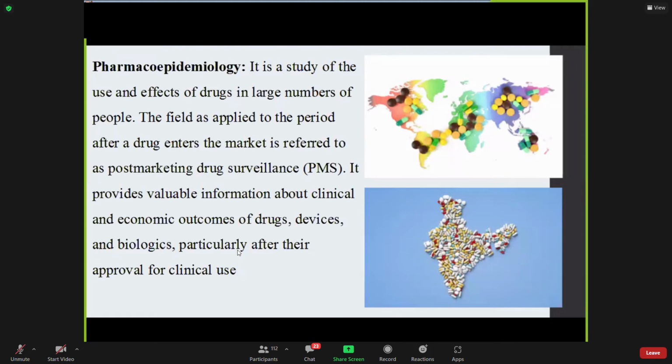And these effects are observed on a large population after the marketing of the drug. So it is a study of the use and the effect of drugs in a large number of people. This field is applied to the period after the drug enters the market, and it is referred to as post-marketing drug surveillance. So this will provide valuable information about the clinical and economic outcomes of the drugs as well as devices and some biological products, particularly after their approval for clinical use.